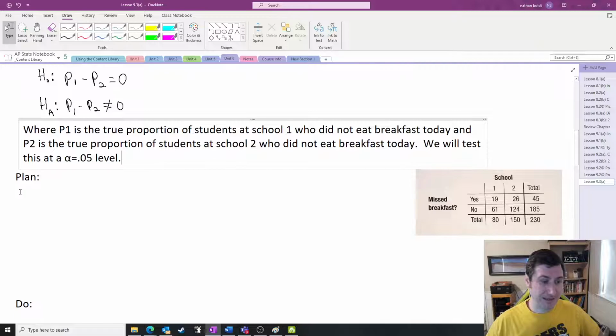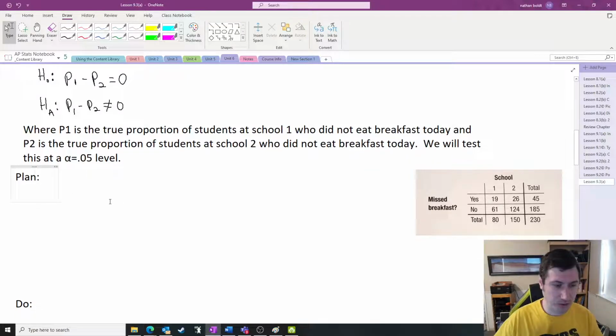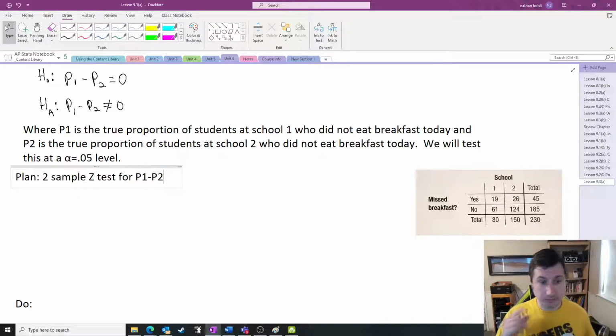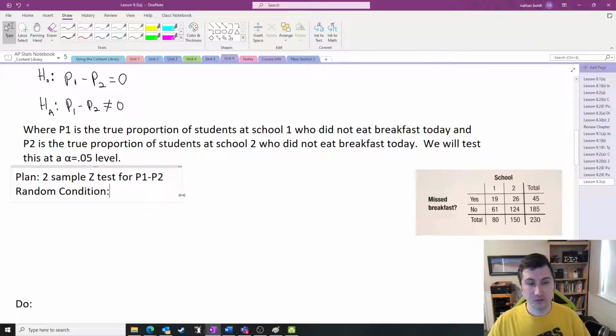Our plan. Here is what our plan is: we are going to do a 2-sample z-test for P1 minus P2, for the difference in proportions. Now, are we allowed to do that procedure? So we have to check our conditions. First, the random condition. Do we have 2 random samples?